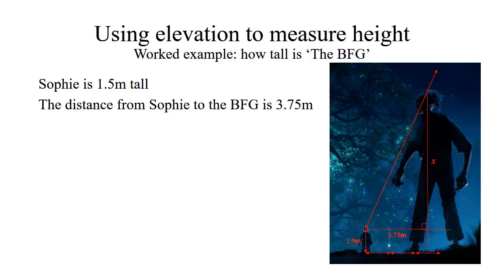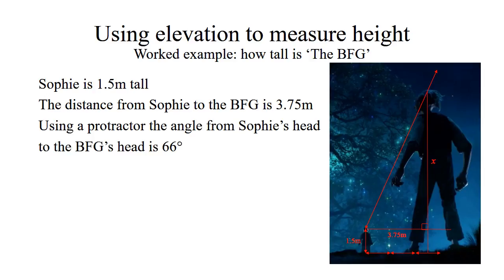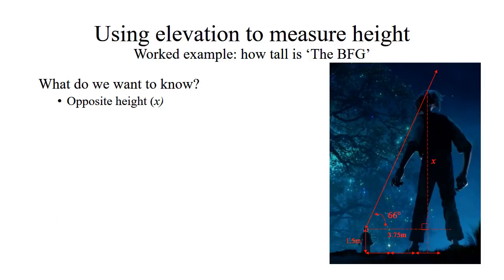I thought that maybe Sophie herself is trying to see how tall the BFG is, so she's using a clinometer to get an angle measurement, and we'll take the measurement from her sight line to the top of the BFG's head. When I used a protractor, I got an angle of 66 degrees here, which will be our theta angle. So a review on what we know. We know our adjacent measurement is 3.7 meters and our theta measurement is 66 degrees. What do we want to know? We want to know the height of the opposite measurement.